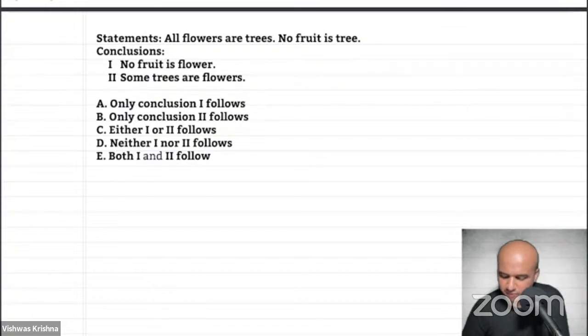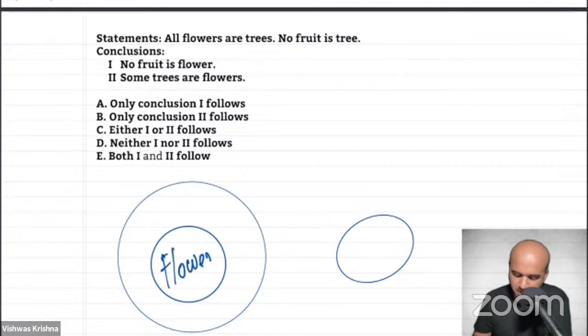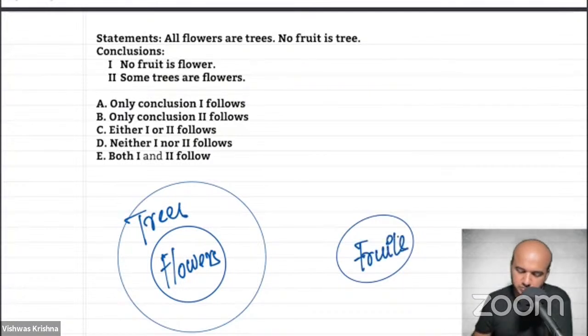Okay, let me read out the statement first. All flowers are trees and no fruit is tree. All the flowers are part of a bigger circle, trees, and no fruit is tree. This will be flowers, which is part of a bigger circle, trees, and this will be fruits. Okay, the statement is depicted like this.